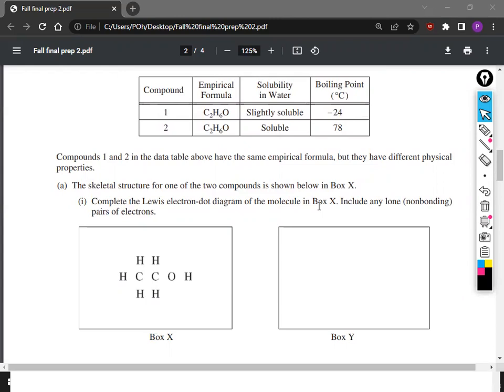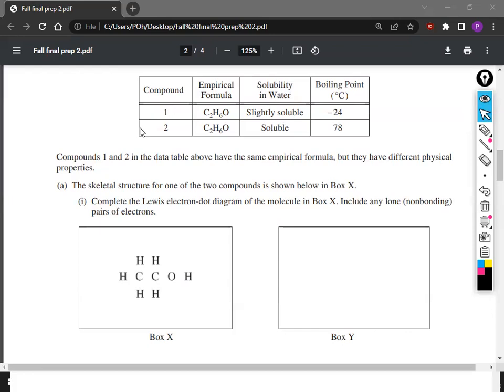Yeah, solubility. One of them is kind of soluble. The other one is soluble. What's the other one? Yeah, boiling point. One of them boils a lot lower. The other one boils higher. So we can actually draw some inferences about that, but we'll get to that later. So first thing we want to do for part A is we want to draw the structure.